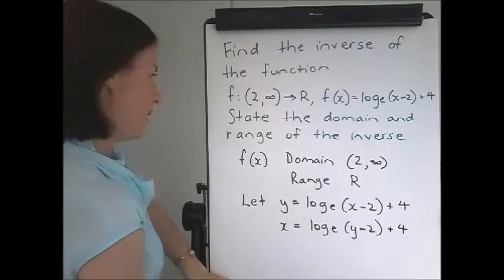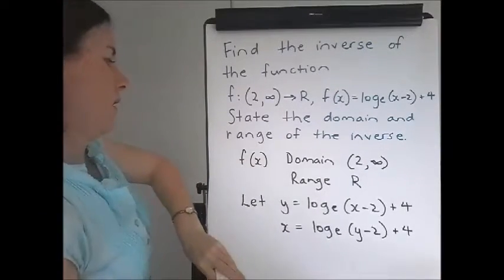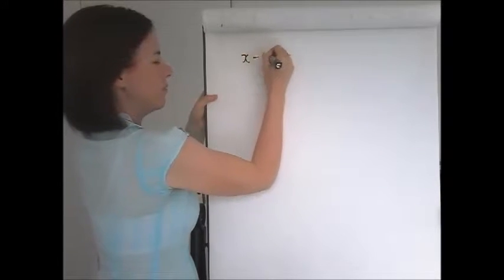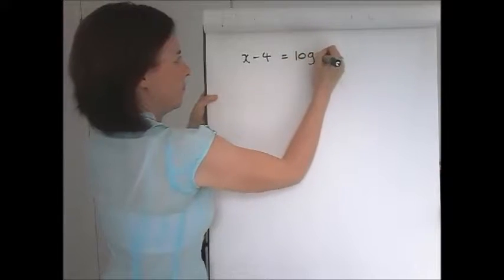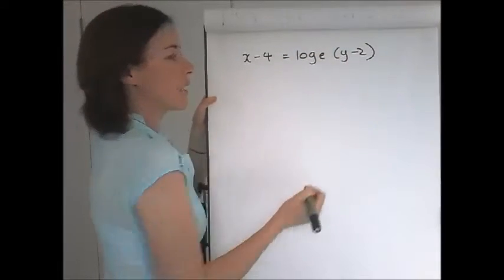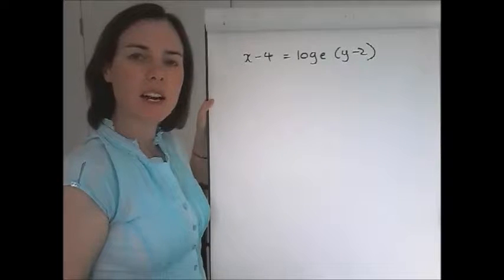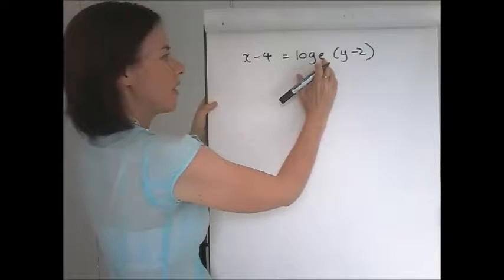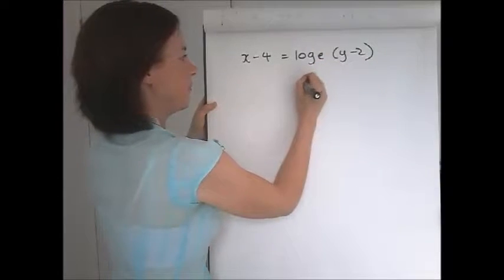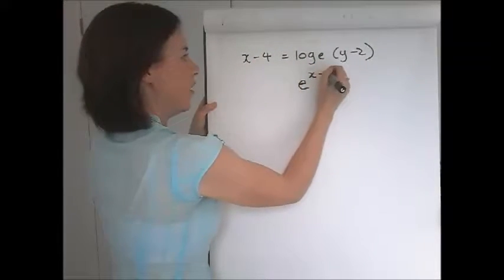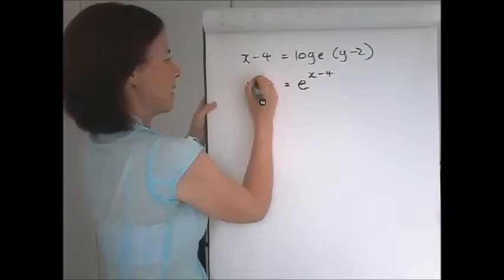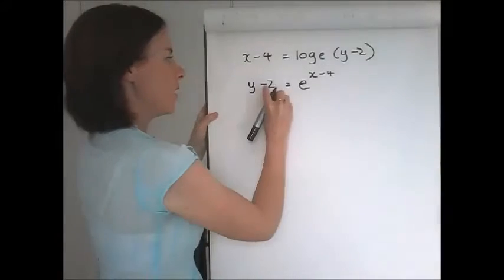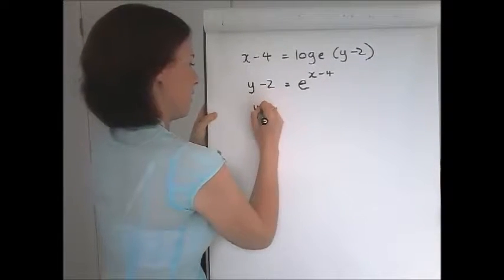Now we'll go over the page. I'll move the 4 over, to give us that. And now I need to rearrange the log into an exponential statement. The base is e, the power is x take 4, and the answer is y take 2. I've almost got y on its own, I just need to add the 2 to the other side.